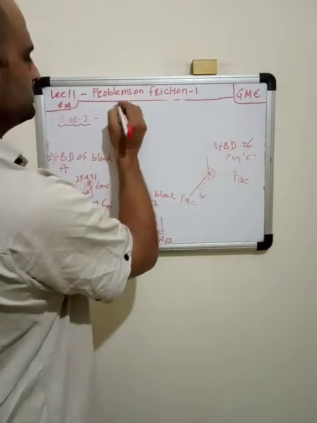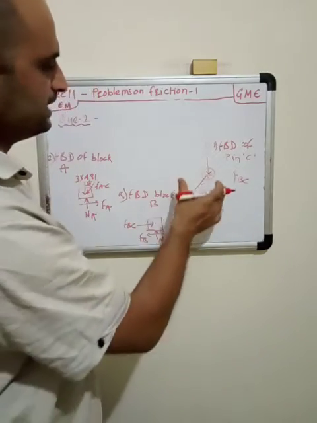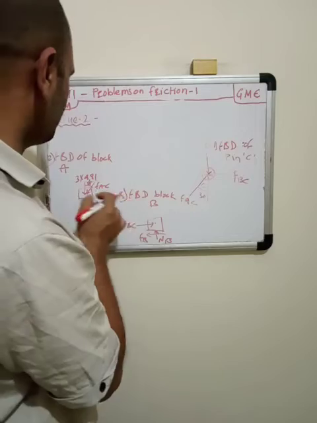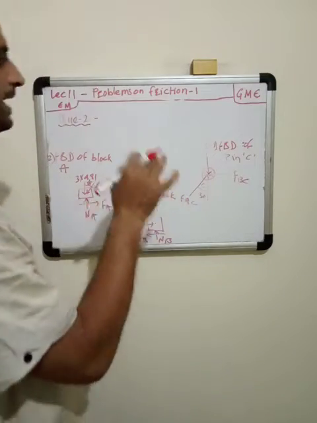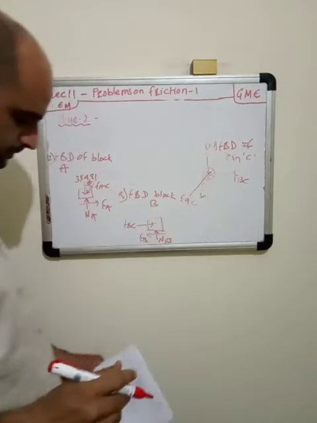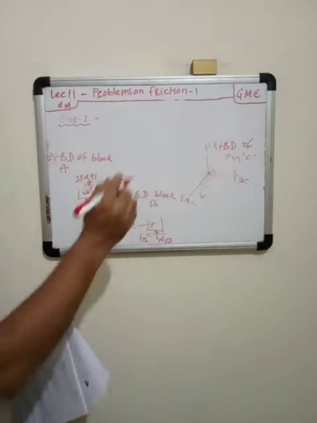Now the second step is equilibrium. We have to apply now the equilibrium equations. In all these free body diagrams, we have to take summation of Fx, summation of Fy, and summation of moment about that point equal to 0. That thing we have to take here now. Okay, this is the first one. Now consider pin C.